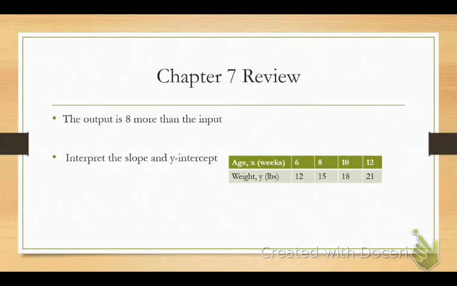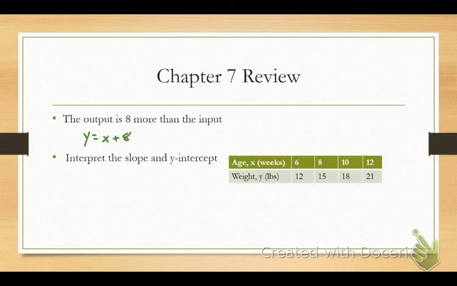All right? You do have a review section on your test tomorrow. You don't have the function rule, though. So the output is 8 more than the input. Well, that's x plus 8, but that's not on your test tomorrow. On your test tomorrow, you have to write a function from a table. You have to interpret the slope, and you have to interpret the y-intercept. Okay? That's your review section on your test tomorrow. These questions are 2 points each.